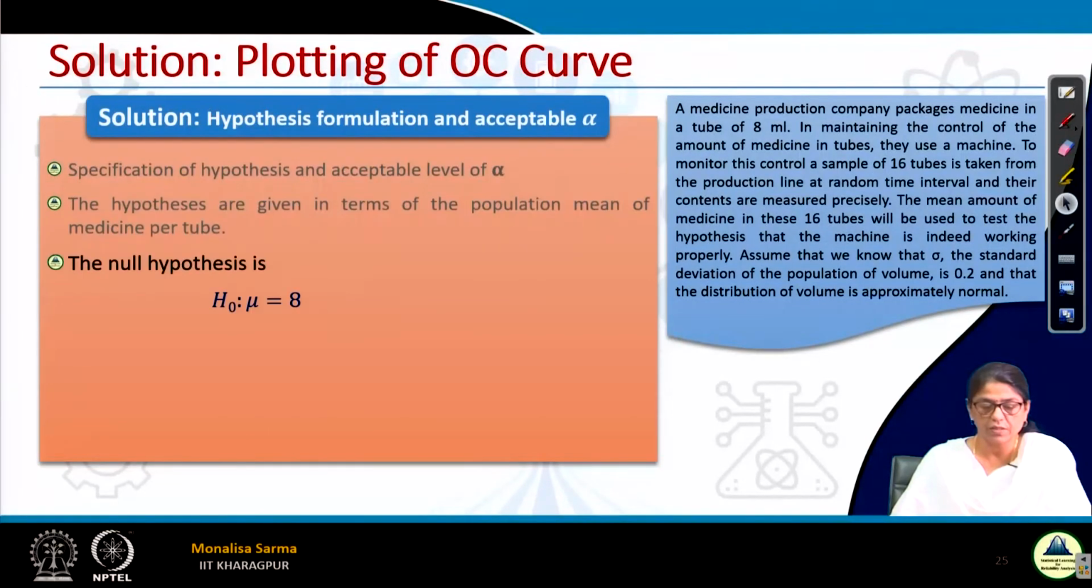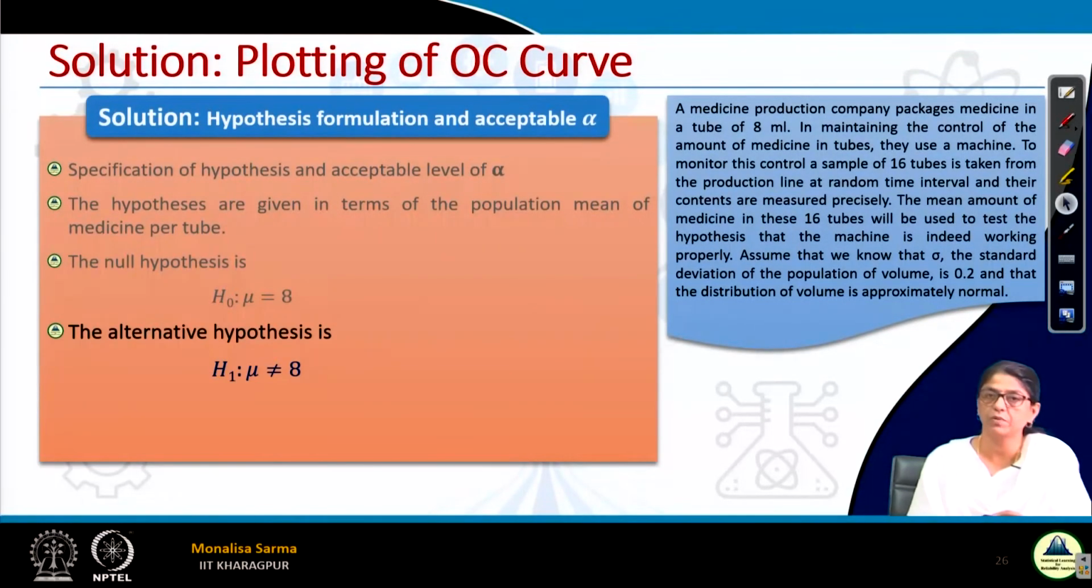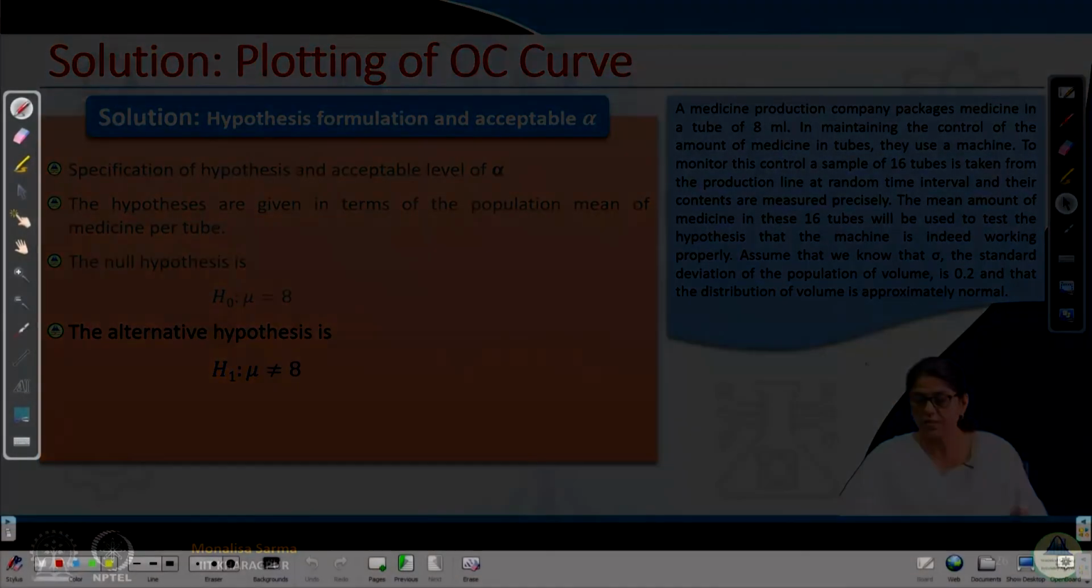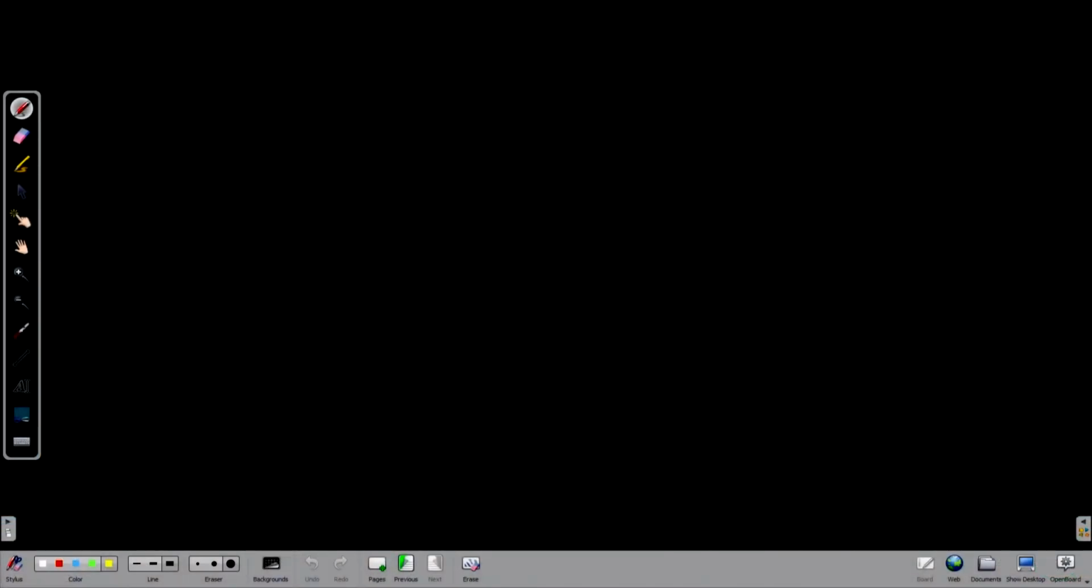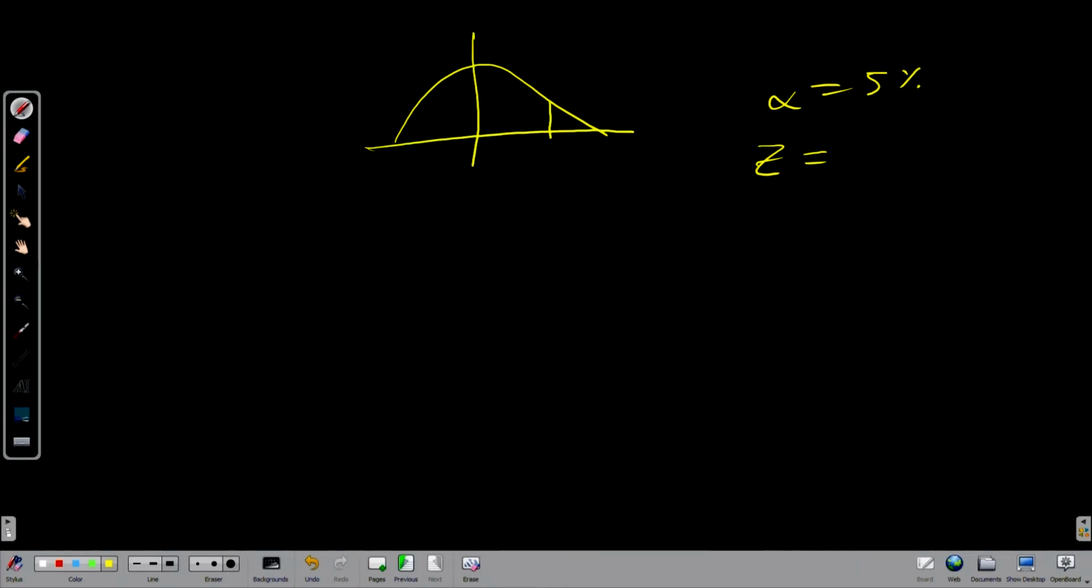You see what our hypothesis was. The hypothesis is mu equals 8, the alternate hypothesis is mu not equal to 8. The significance level, we have considered 5% only. So when I found the z value, see very carefully, significance level alpha is equal to 5%. When alpha is equal to 5%, what does it mean? If this is my distribution, this area is 0.025 and this area is 0.025. Then I found the z value corresponding to this. I think you remember it was 1.96 and minus 1.96. This is in terms of z, isn't it?